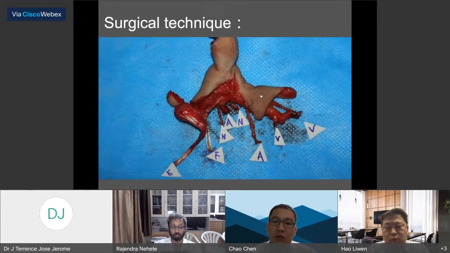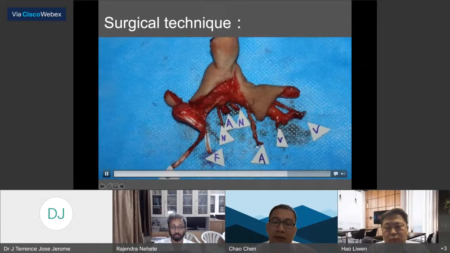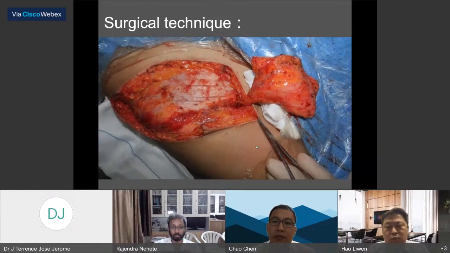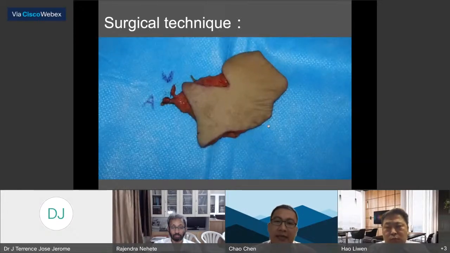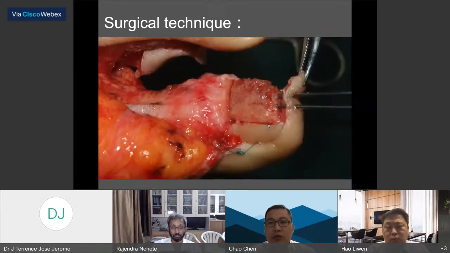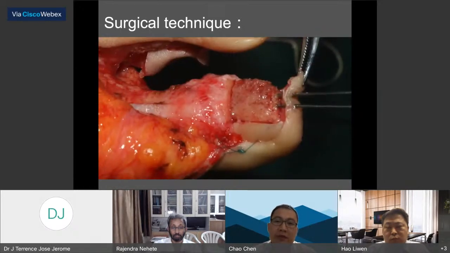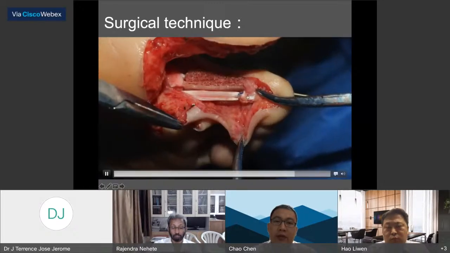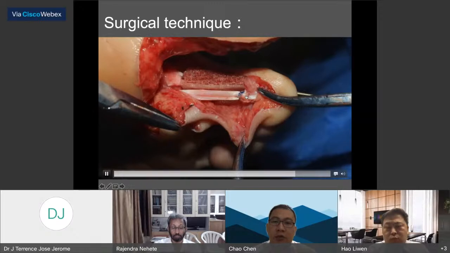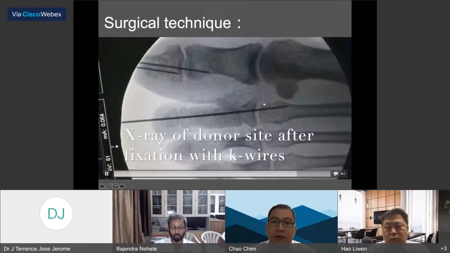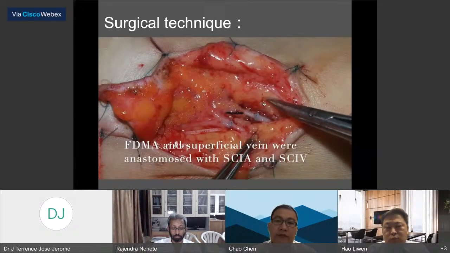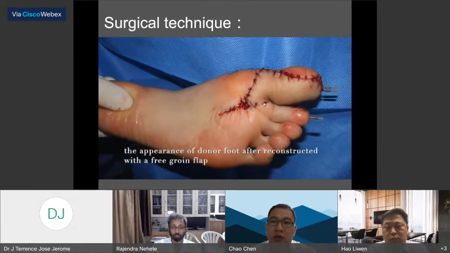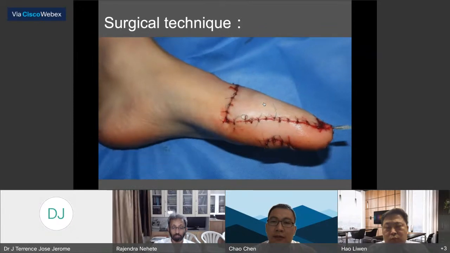We have two. This is the first dorsal metatarsal artery, and this is the skin flap for the donor site reconstruction. We put a piece of iliac bone graft to the great toe and also to the second toe, and repair the FDP tendon for the second toe. And this is the intraoperative X-ray to check the fixation. After we close, we suture the skin.